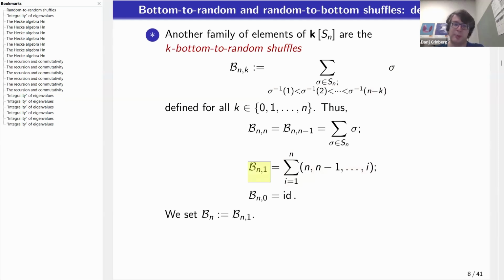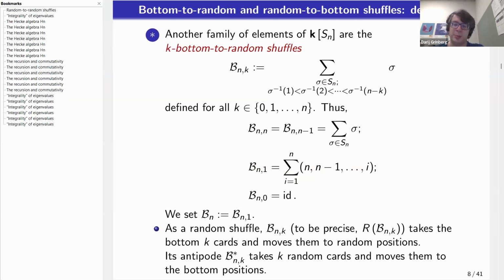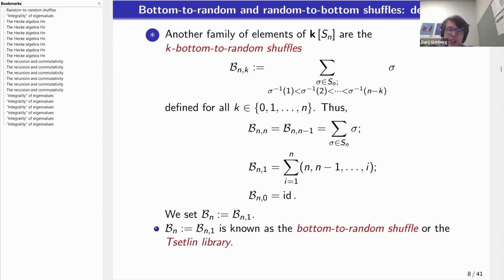This has an extra name. This is called B_n. So as a random shuffle, B_{n,k} takes, or rather right multiplication by B_{n,k} takes, the bottom k cards and moves them to random positions. And its antipode, B_{n,k} star, takes k random cards and moves them to the bottom k positions. This is a general rule. The antipode of a shuffle is just doing the shuffle in reverse. So B_n equals B_{n,1} is known as the Tsetlin library.